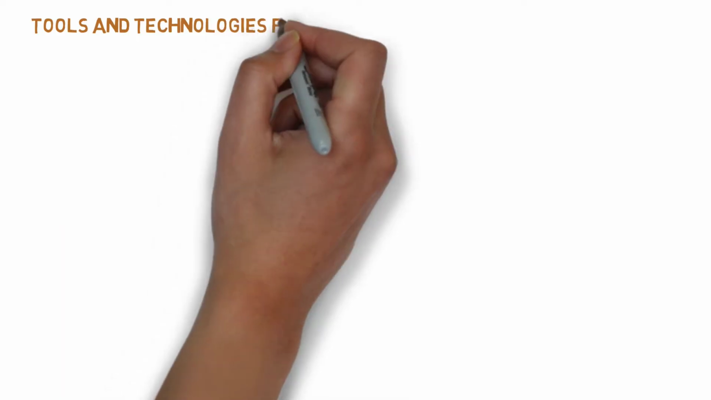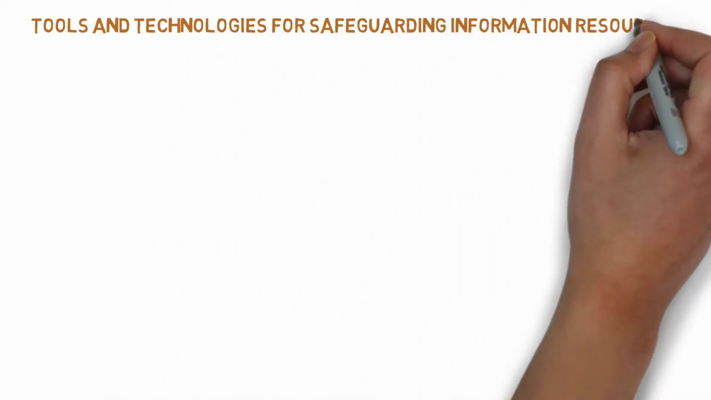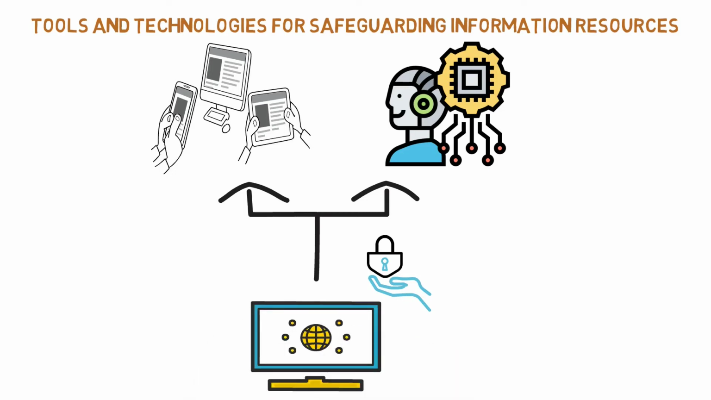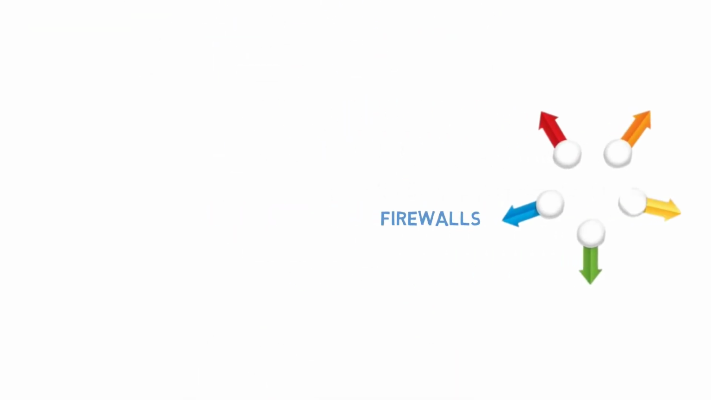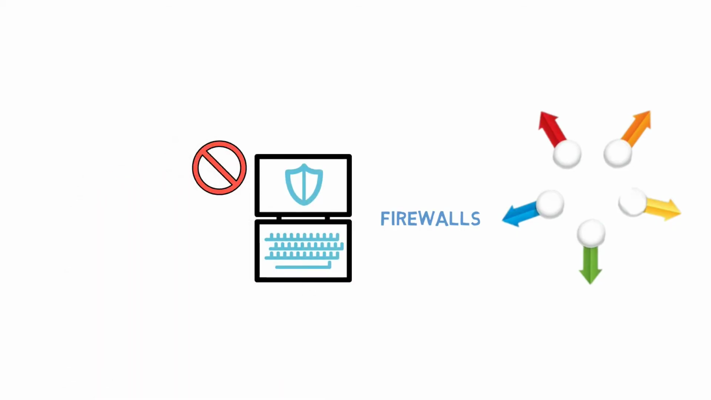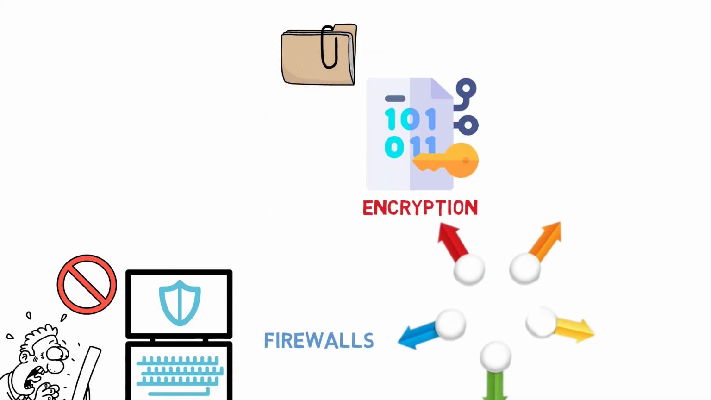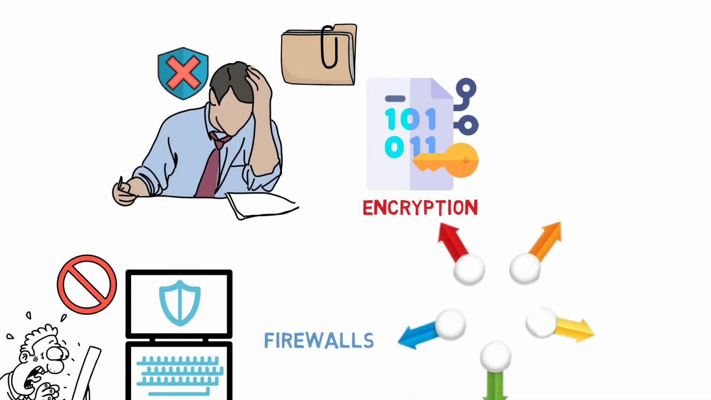Tools and technologies for safeguarding information resources. Several tools and technologies can be used to safeguard information resources. These include: firewalls, which are used to prevent unauthorized access to a business's network. Encryption is used to protect sensitive data by converting it into an unreadable format.